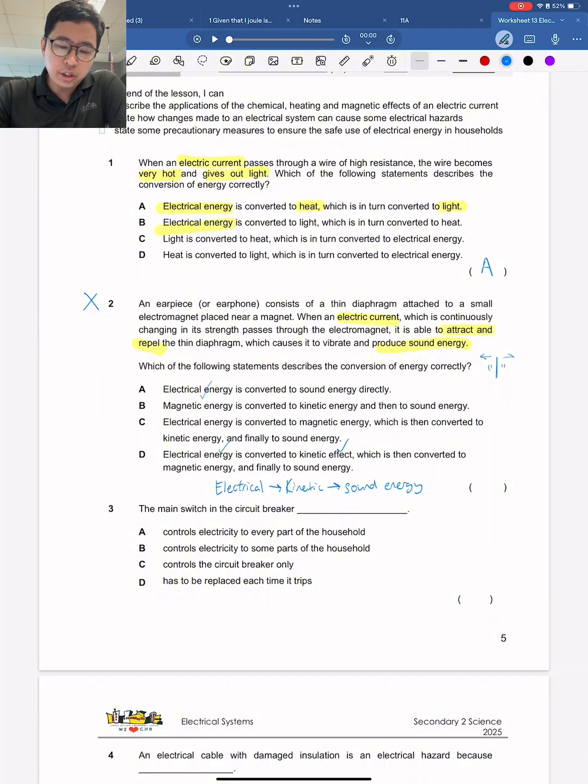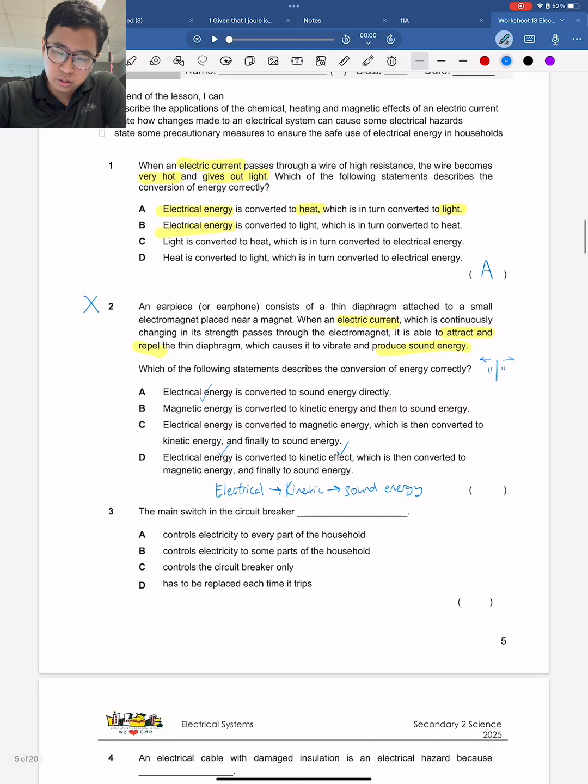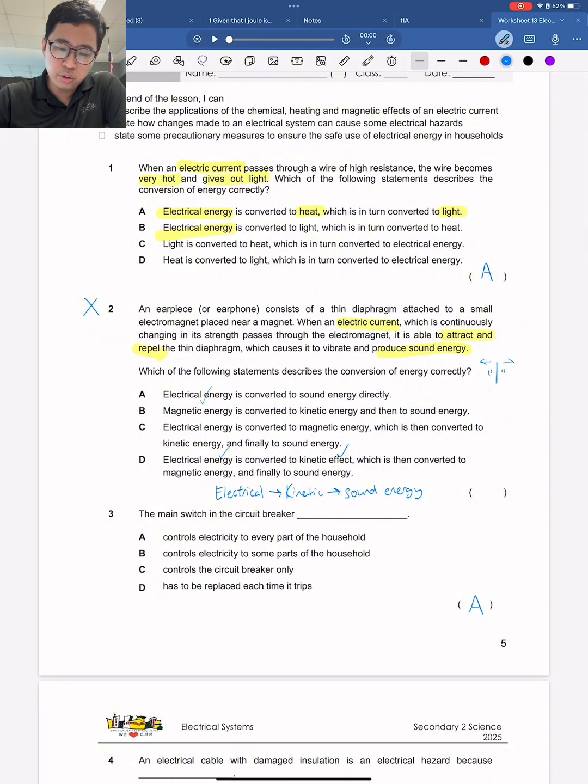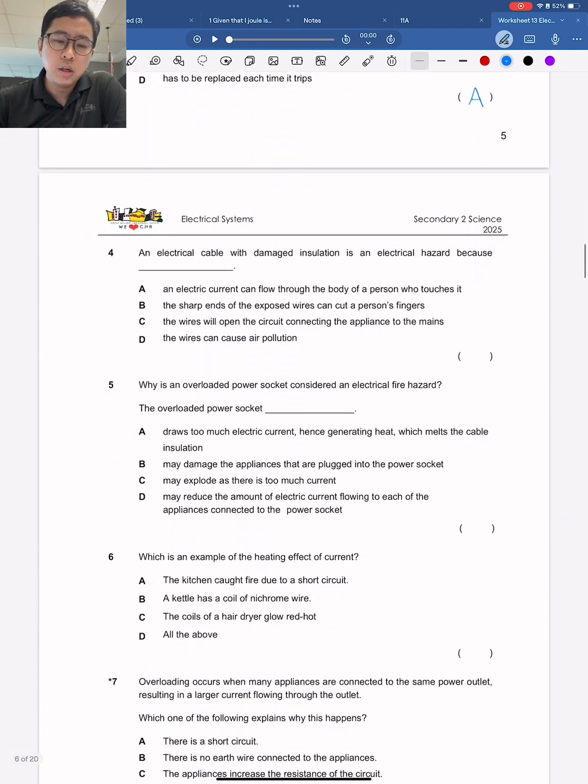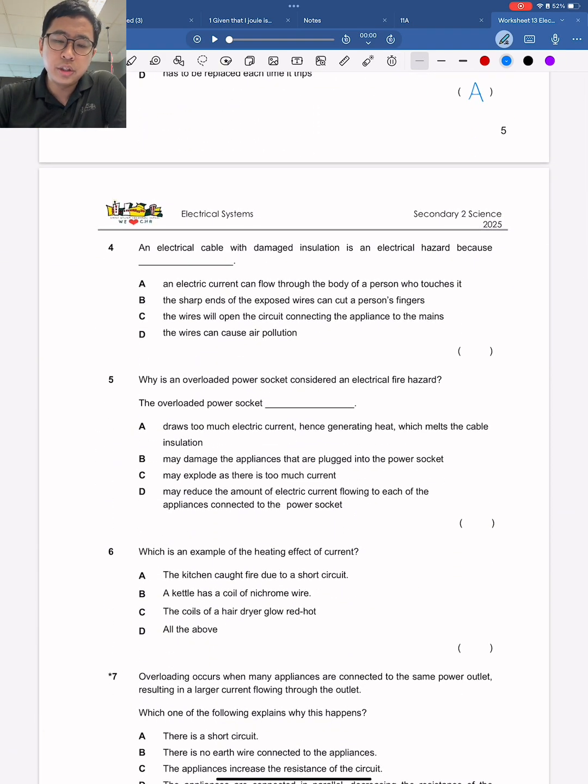The main switch in the circuit breaker, what does it do? It controls electricity to every part of the household. So when you switch off the main switch in your circuit breaker, your whole house will have no electricity. Next, an electric cable with damaged insulation is an electrical hazard because the wires will cause an open circuit connecting the appliance to the mains electrical current. So the answer is A.